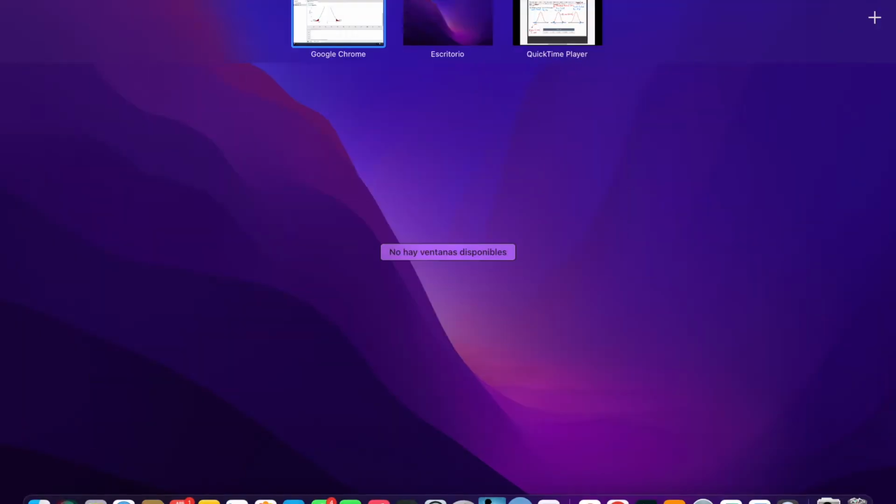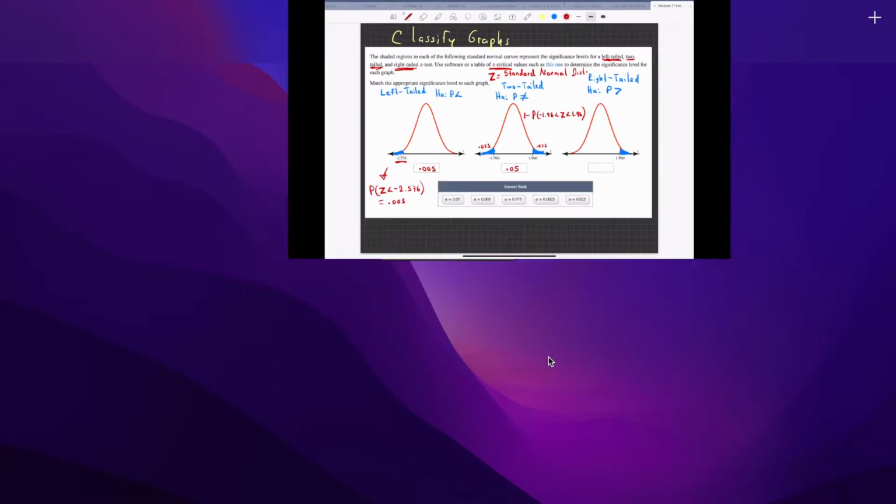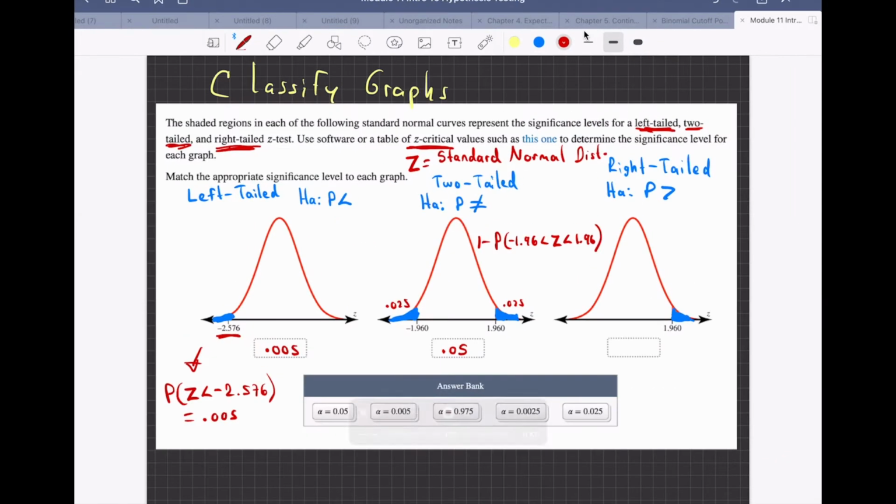So in this case, since we have twice 0.025, 0.025 here and 0.025 from here, if we add this, it's going to be 0.05. And for this one, 1.96 for the last one.